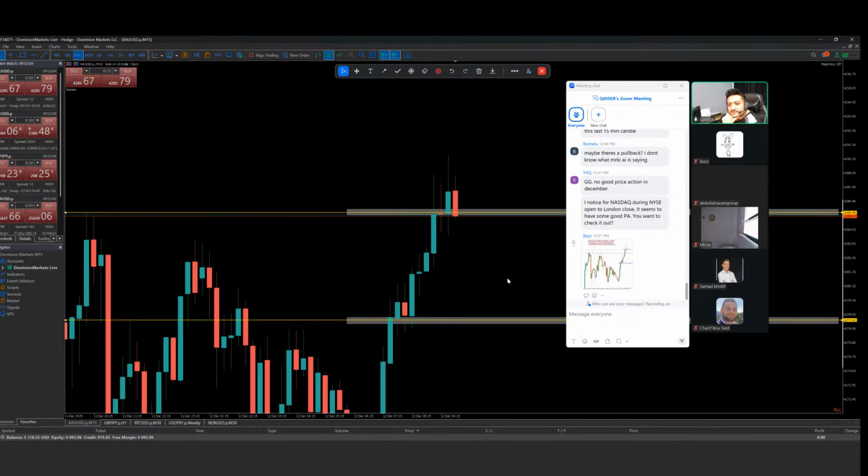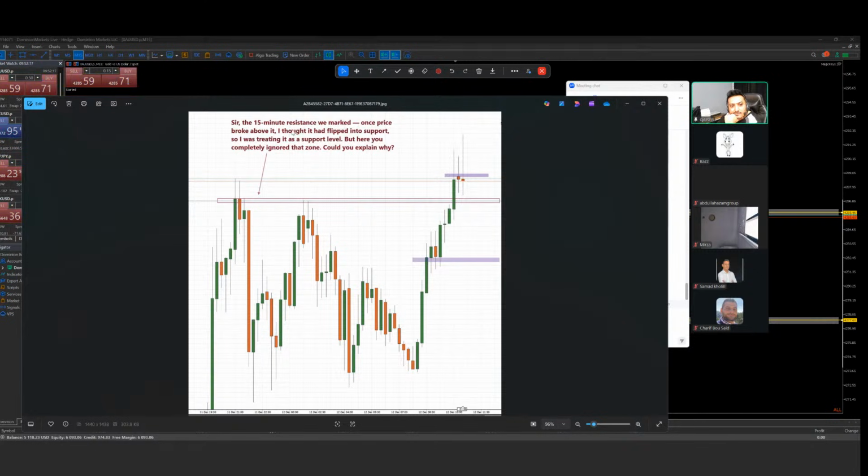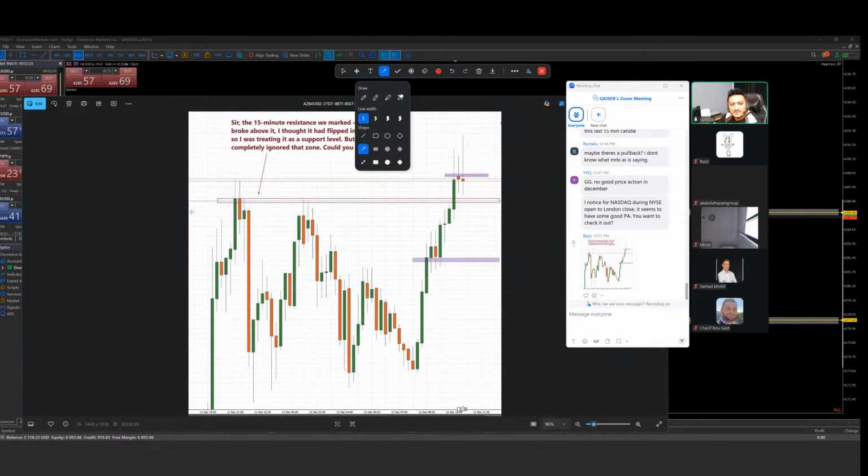I noticed for Nasdaq during NYSE open to London close, it seems to have good PA if you want to check it out. Okay, let me see. So Bas sent me the chart here. So the 50-minute resistance we marked, when price broke above it, I thought it had flipped into support. Why are you getting into some kind of overthinking, bro? Forget about this support now. This is your support, this is your resistance. That's it. You don't need to worry about what's happening here.